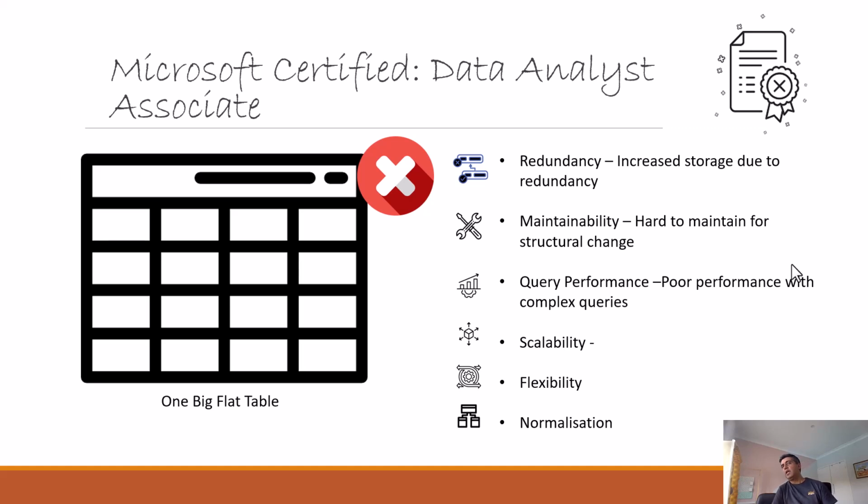Hey everyone, in this video we will start talking about data modeling and the benefits of star schema. So we'll start with what happens if you have one big flat table and what problems or challenges you could face with that. There is redundant data, so you could have the same data replicated across multiple rows, so it leads to redundancy. That's a big problem.